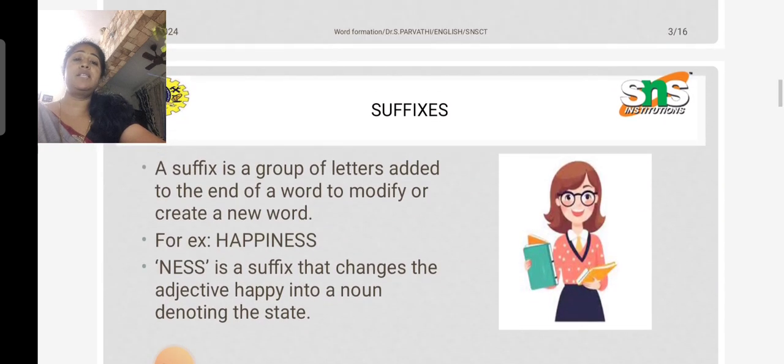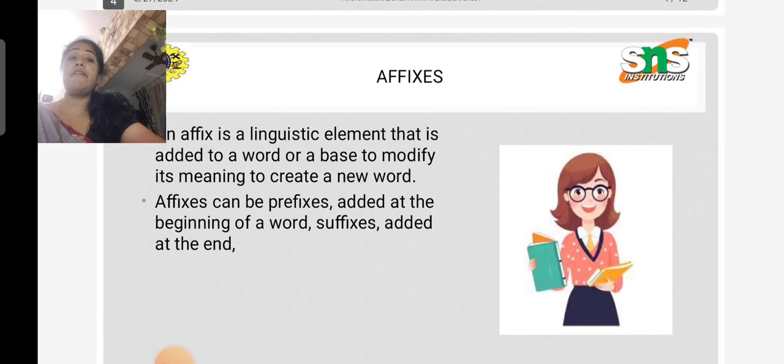And what are suffixes? A suffix is a group of letters added to the end of a word to modify or create a new word. For example, happiness. This ness is a suffix that changes the adjective happy into a noun denoting the state. It's a state of mind, right? Happiness. And here, what are affixes?